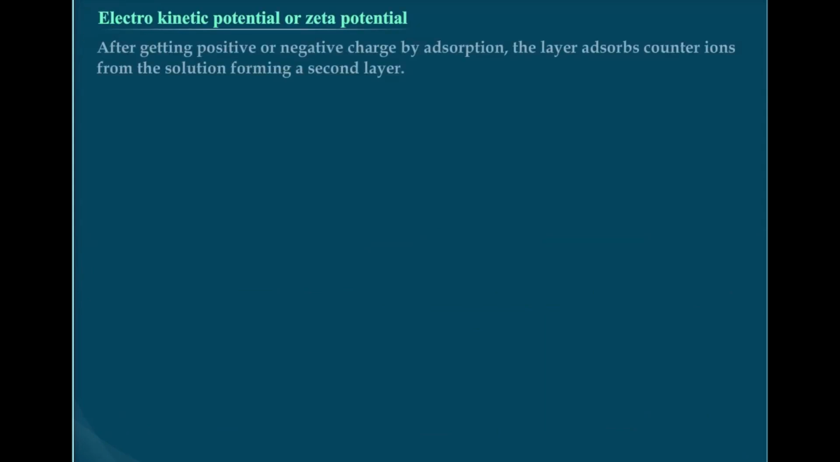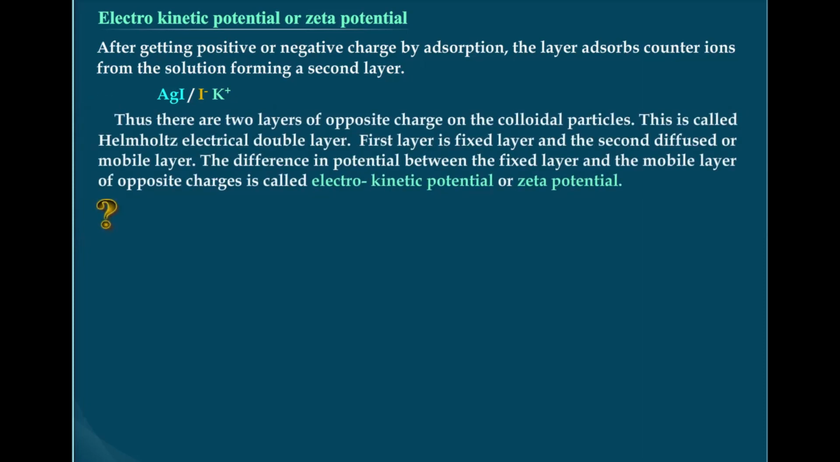Electrokinetic potential or zeta potential I explained earlier. You can go through your textbook. This is properly and clearly written in your textbook. After getting positive or negative charge by adsorption, the layer adsorbs counter ions from the solution, forming a second layer. You can see here AgI first adsorbs I minus, then it adsorbs K plus. Thus, there are two layers of opposite charge on the colloidal particles.